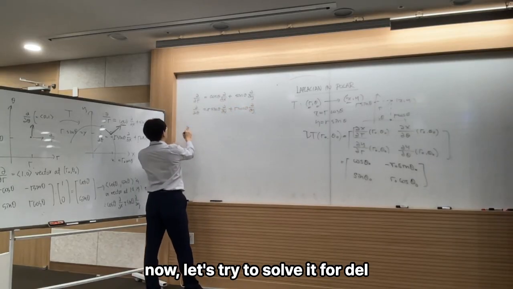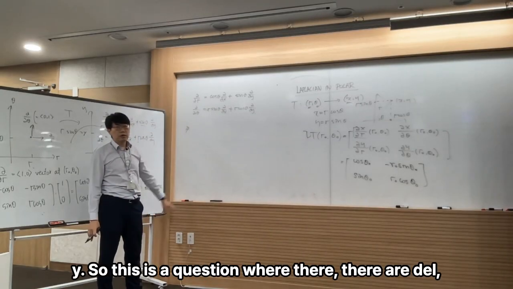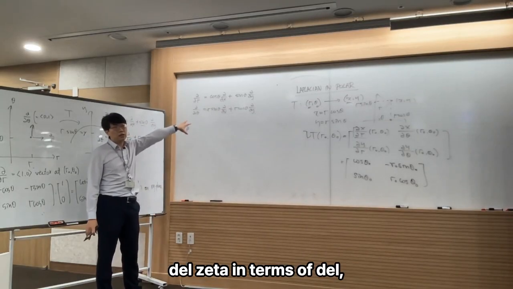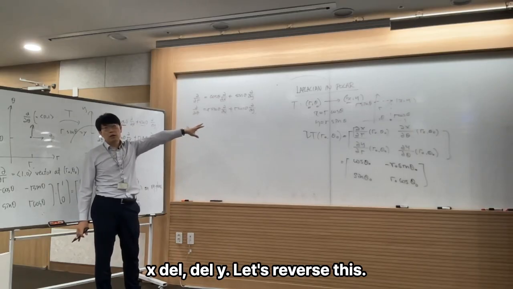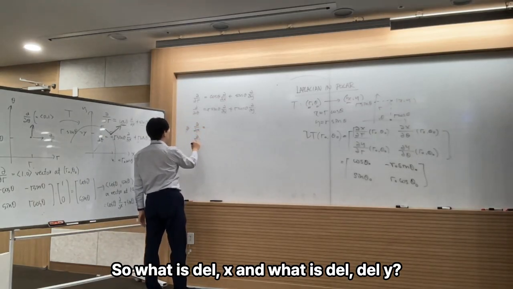So now, let's try to solve it for ∂/∂x and ∂/∂y. This is an expression of ∂/∂r and ∂/∂θ in terms of ∂/∂x and ∂/∂y. Let's reverse this. So what is ∂/∂x and what is ∂/∂y?